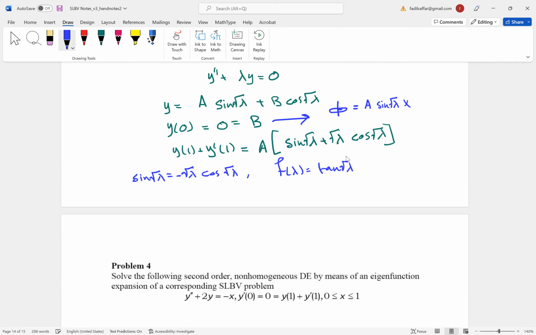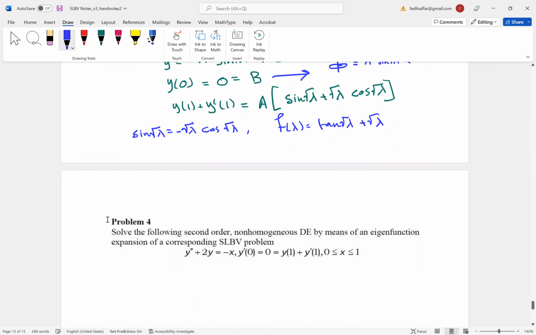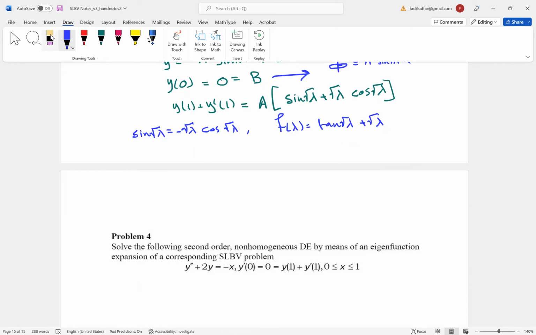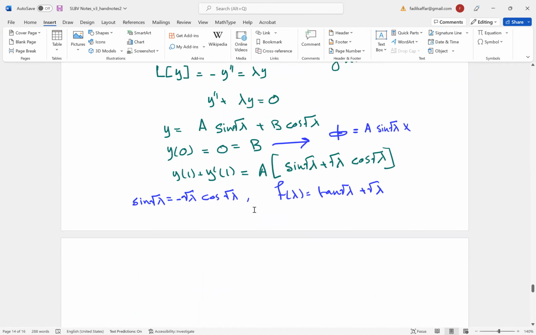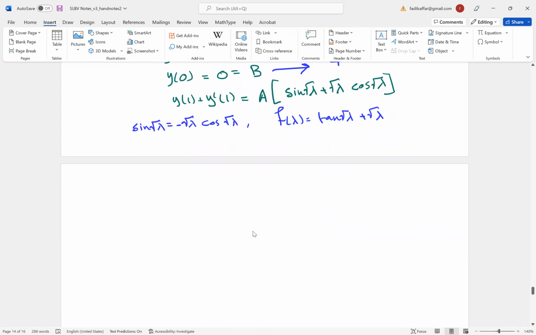Plus square root of lambda. Let me add one more page here. So now we have found our phi, where our phi is a sine square root of lambda x.